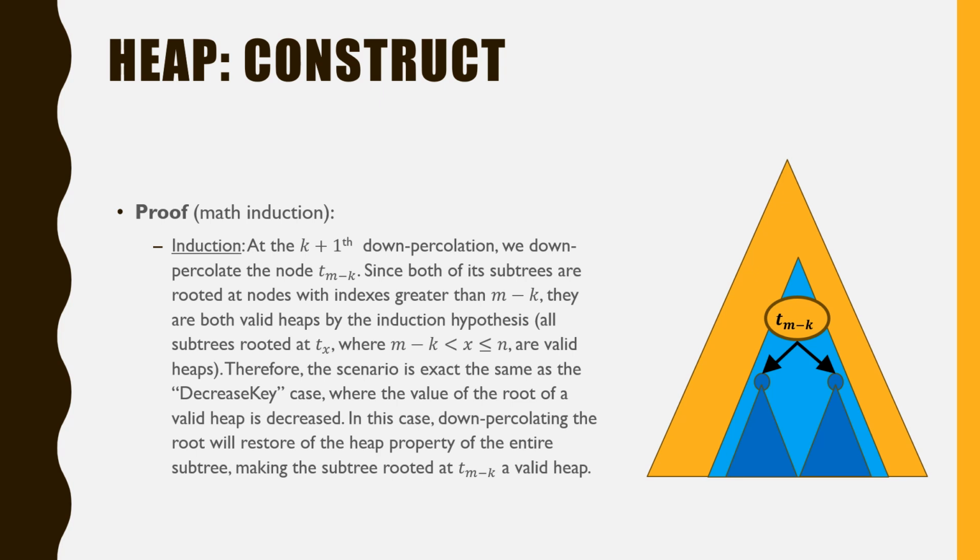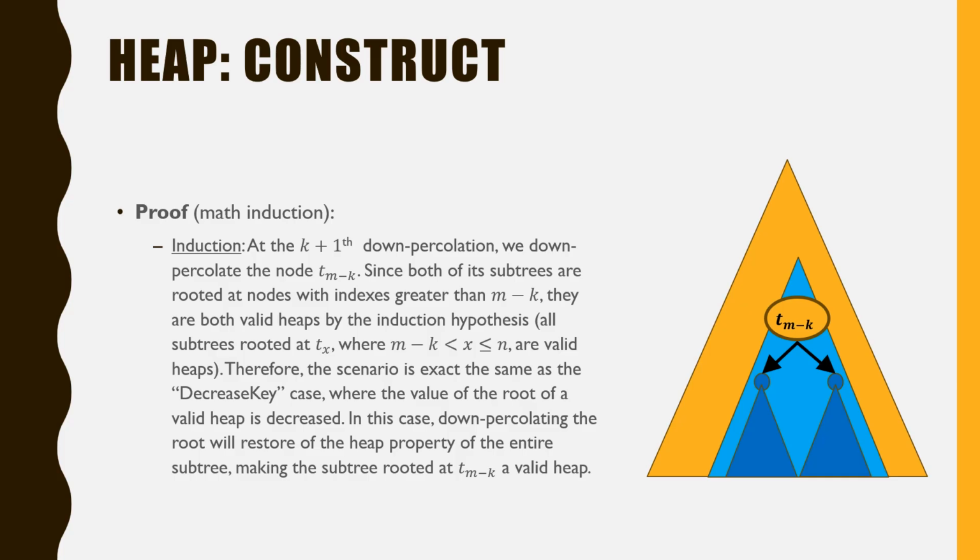We now need to show that after the (k+1)th down-percolation, which will be applied to the node t_(n-k), the subtree rooted at t_(n-k) will also become a valid heap. For the node t_(n-k), its two children must have array indexes greater than n minus k. By the induction hypothesis, the subtrees rooted at t_(n-k)'s children are already valid heaps. In this case, the only possible heap property violation within the subtree rooted at t_(n-k) would occur between the node t_(n-k) and its two children.